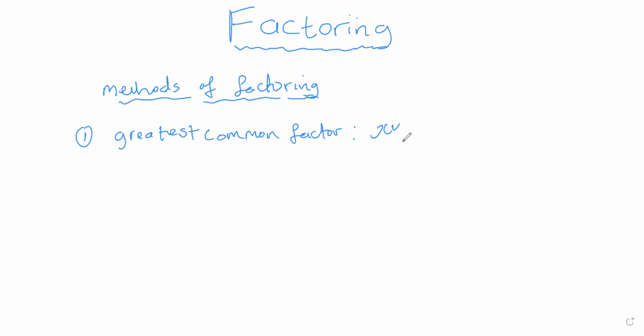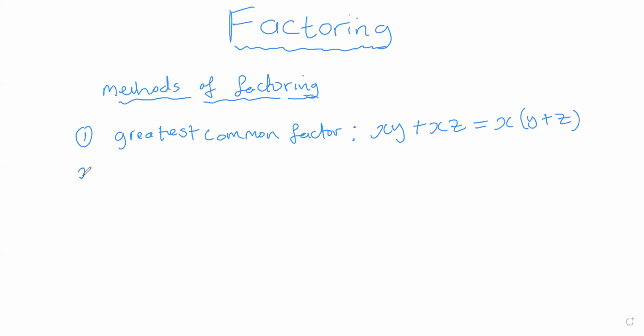So if we have xy plus xz, for instance, then we can simplify by factoring out x, which is a common factor, and have y plus z there in the bracket. So that's what the greatest common factor method states. We are going to look at examples in a couple of minutes.